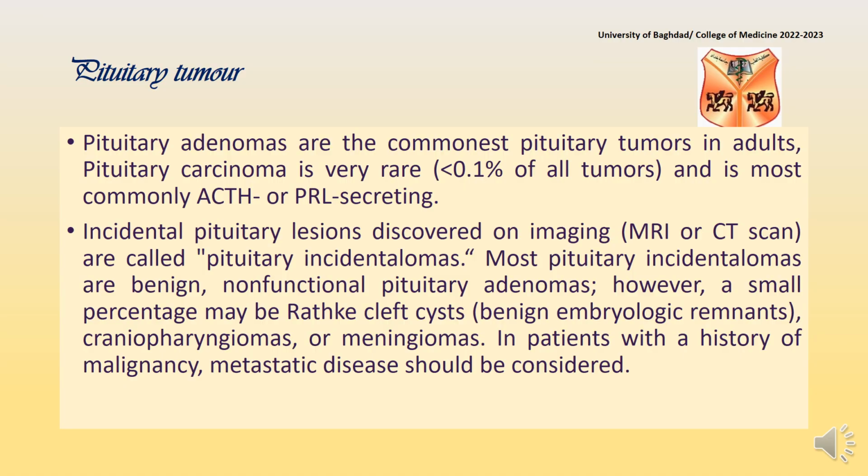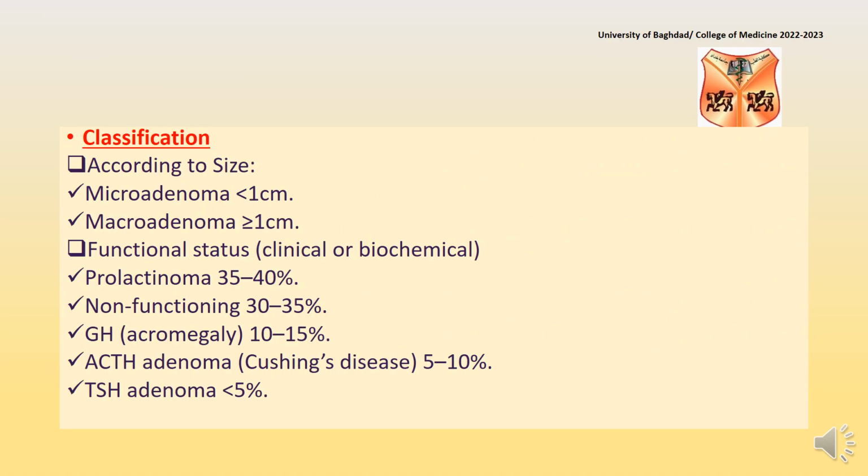In patients with a history of malignancy, metastatic disease should be considered. Pituitary adenomas are classified according to the size and according to the functional status of the adenoma. According to the size, microadenoma is less than 10 millimeter, and macroadenoma is more than 10 millimeter. Functional status, clinical or biochemical: prolactinoma 35 to 40%, non-functioning 30 to 35%, growth hormone secreting adenoma causing acromegaly 10 to 15%, ACTH adenoma causing Cushing disease 5 to 10%, and TSH adenoma, which is rare, less than 5%.